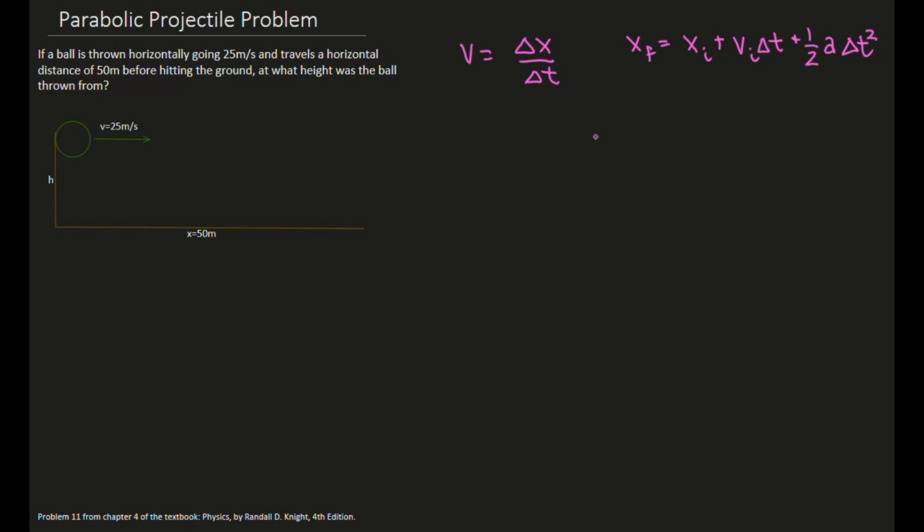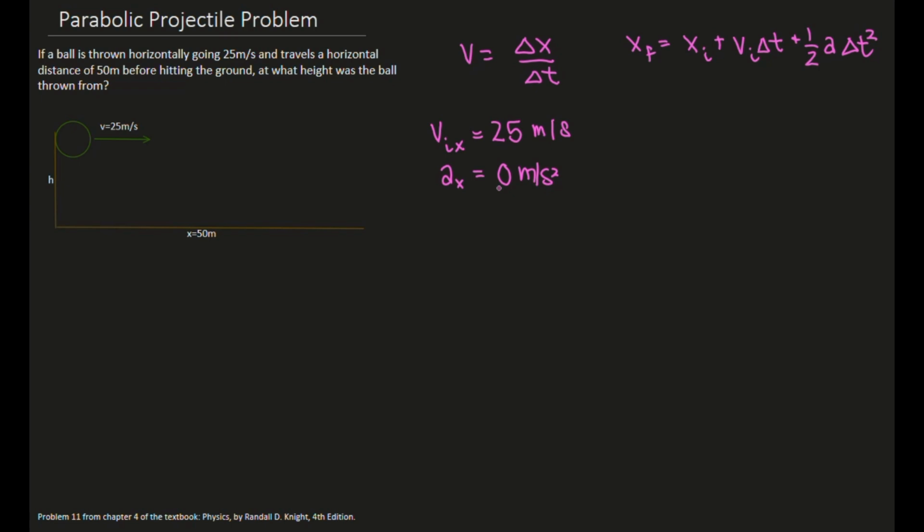Do I have a velocity in the x direction? Yes, I have an initial velocity in the x direction, so I'll put another subscript there, of 25 meters per second. Do I have an acceleration in the x direction? The answer is no, I don't. The acceleration in the x direction is 0, because once the ball leaves my hand, the only force acting on it is gravity, which is pulling it down, so all my acceleration is in the y direction.